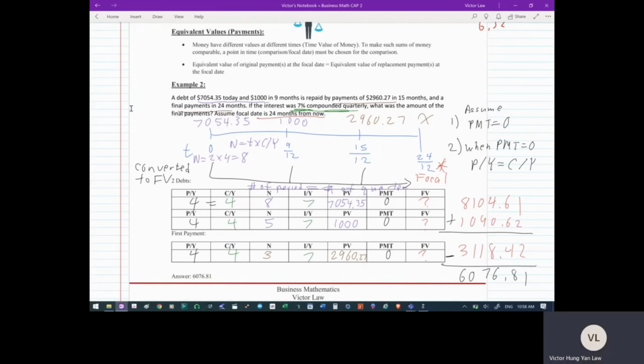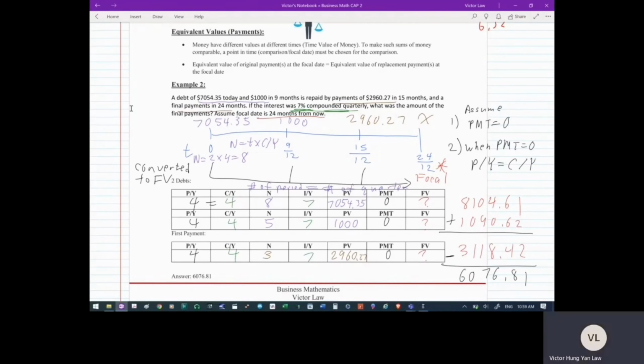So in example 2, we have a debt of $7,054.35 today, and $1,000 in 9 months is repaid by payments of $2,960.27 in 15 months, and a final payment in 24 months. If the interest is 7% compounded quarterly, what was the amount of the final payment? Assume the focal date is 24 months from now.